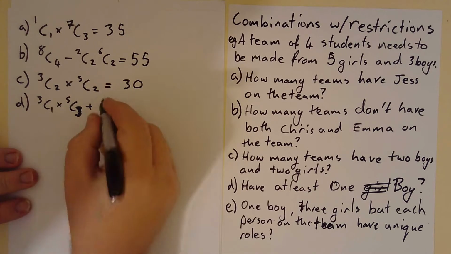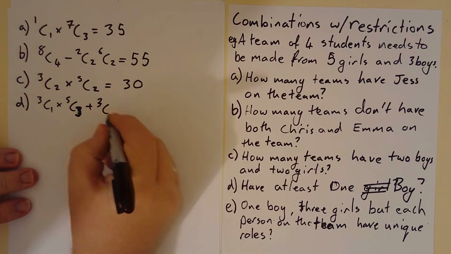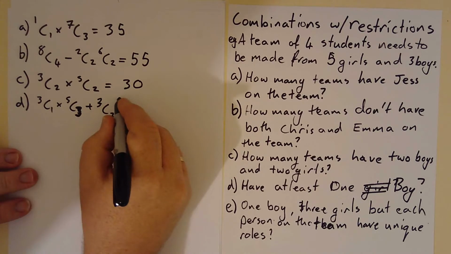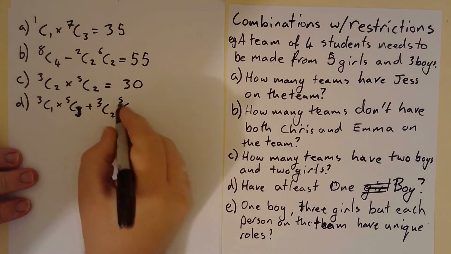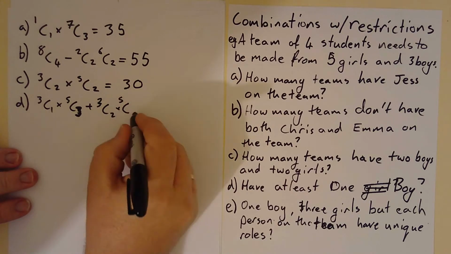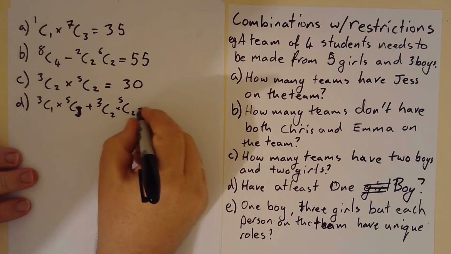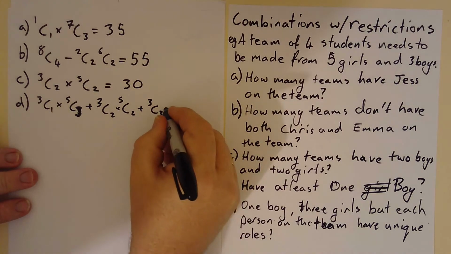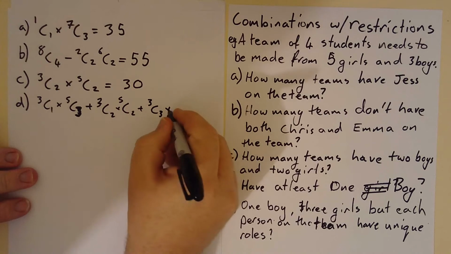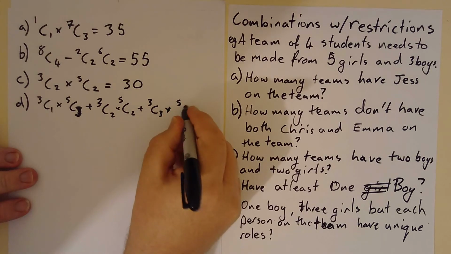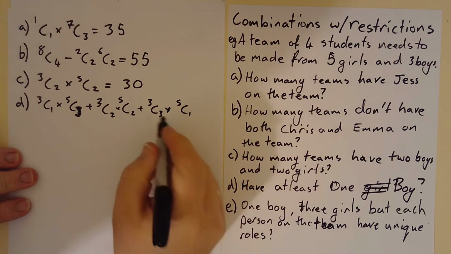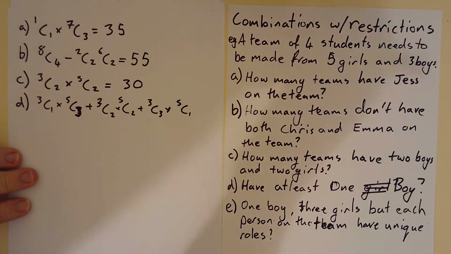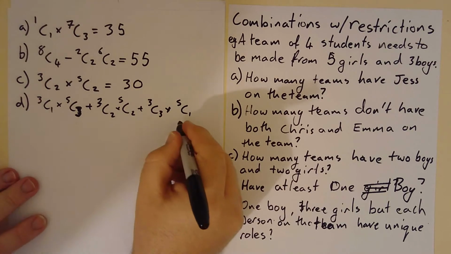But now, or we could have 2 boys. So 3 choose 2. But again, we've got to have the rest of the team, so we've got the 5 choose 2 girls. And finally, we could have 3 boys on the team. So 3 choose 3 times, well, we're going to have 1 girl left. So putting that in, that's one way of calculating it. And if we do that, we get 65.